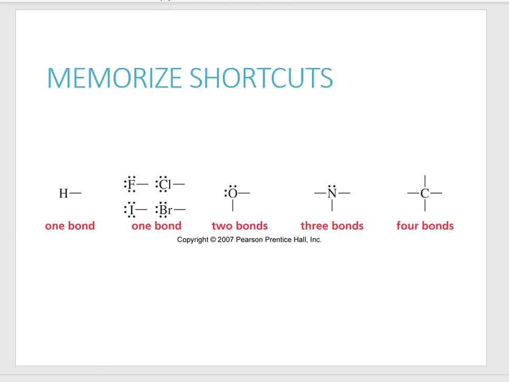So folks, this could be a lifesaver for you, especially later on down the road, because if you can remember these rules that you're seeing on the screen right now, then your job of drawing structures and making sure that they make sense in organic will be much, much easier at the end of the day. Okay, so that's where we're going to stop this video.